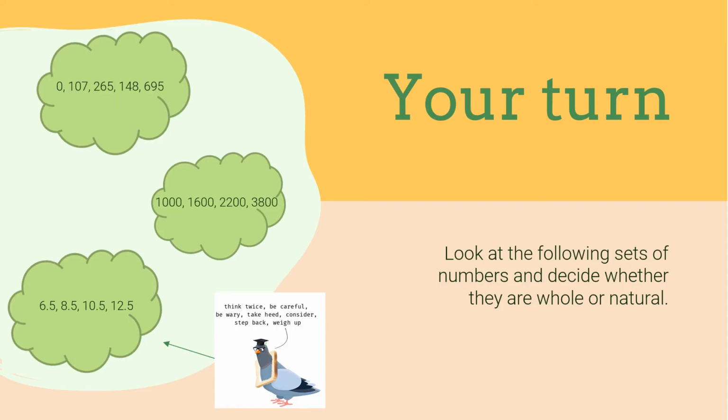It's now your turn to practice. Look at the following sets of numbers and decide whether they are natural or whole. The first set of numbers is 0, 107, 265, 148, and 695. Think for yourself, is it natural or whole? The second set of numbers is 1000, 1600, 2200, 3800. And the last set of numbers is 6.5, 8.5, 10.5, and 12.5. Think twice for that one and be careful.